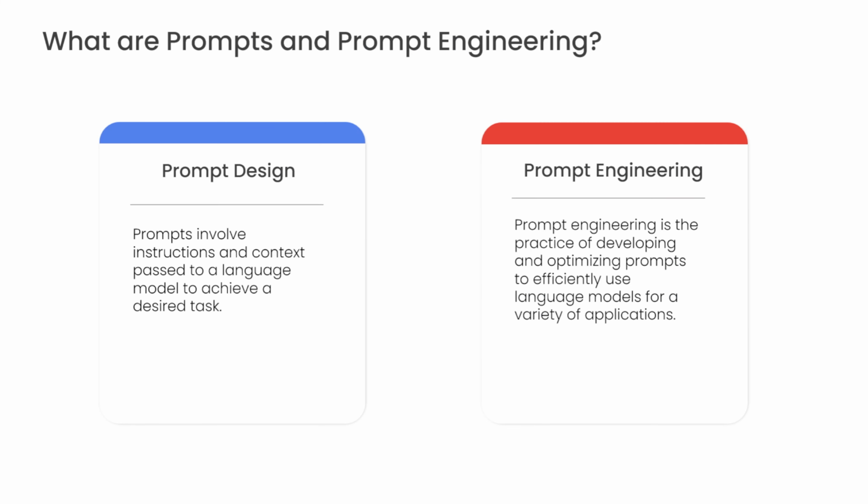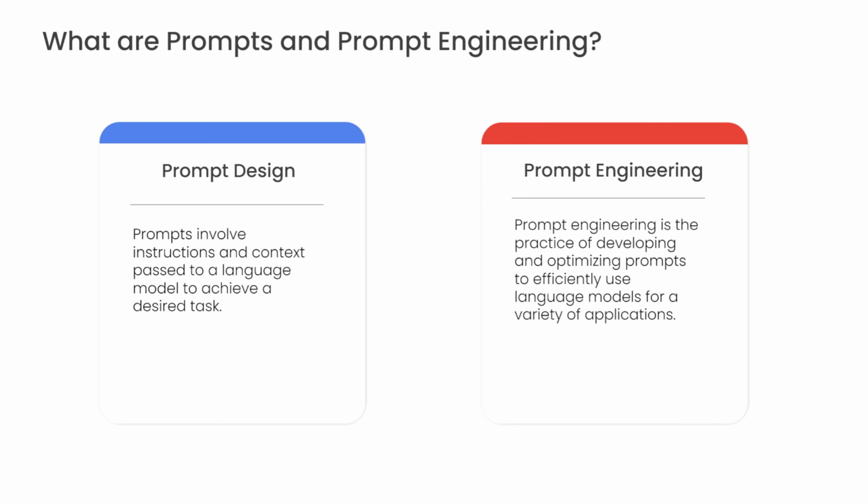Prompt design is a process of creating a prompt that is tailored to the specific task that the system is being asked to perform. For example, if the system is being asked to translate a text from English to French, the prompt should be written in English and should specify that the translation should be in French.